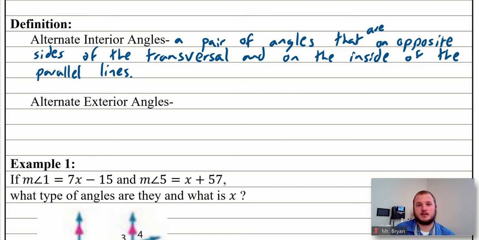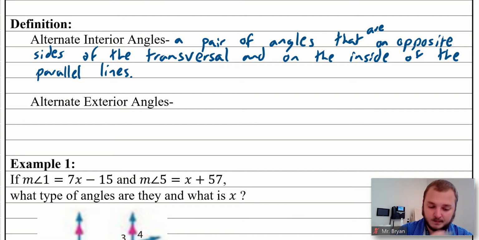So we have names for these, and the names tell me what kind of angle pairs I'm dealing with. We're always going to be talking about the location with respect to the transversal. Are they on the same side or opposite side of the transversal? And then, are they on the inside or the outside of the parallel lines? Those are the two things we're looking for.